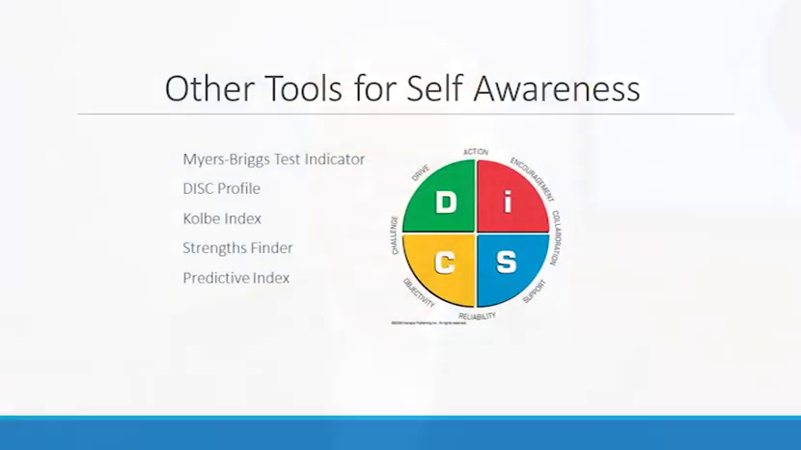Psychologists and human resource professionals have developed a wide variety of tools to help people become more self-aware. Some of the more common tools are the Myers-Briggs Type Indicator, the DISC Profile, the Kolbe Index, Strengths Finder, and Predictive Index. You can learn more about these tools and others like them through internet research.